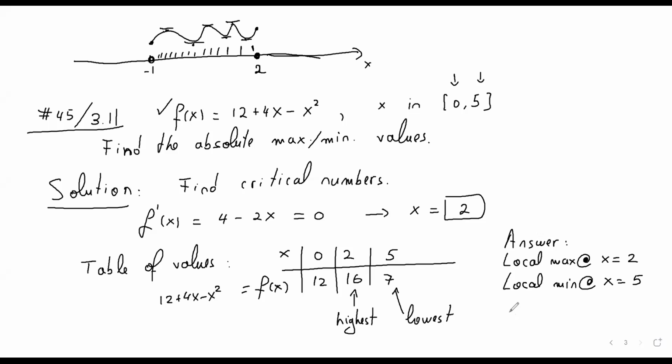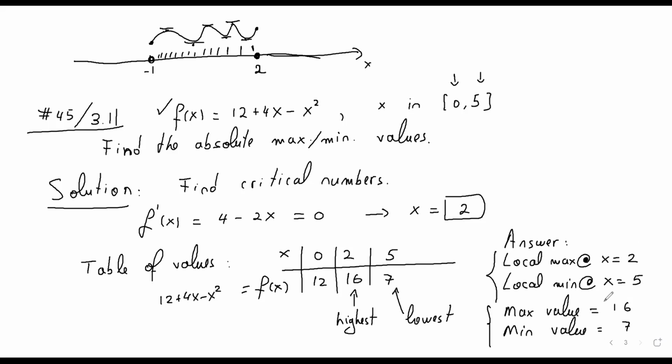Or you could say the maximum value, which you can pick from the second row of the table, is 16, and the minimum value is 7. Whichever way you want to answer, it's fine. One of these two is a good answer. On the test, I will not subtract points if you write one or the other, just make sure you know how to differentiate between the two.